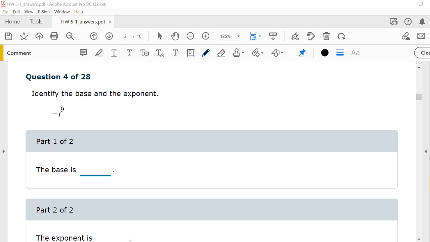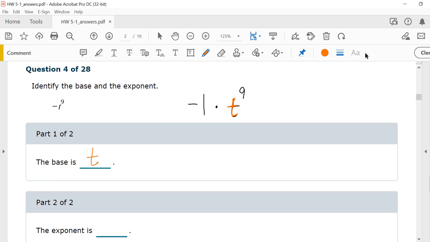Same idea on number 4. Identify the base and the exponent if you have negative t to the 9th. So that's saying -1 times t to the 9th power. The base will be t, and the exponent will be the power that's above. The exponent is 9.